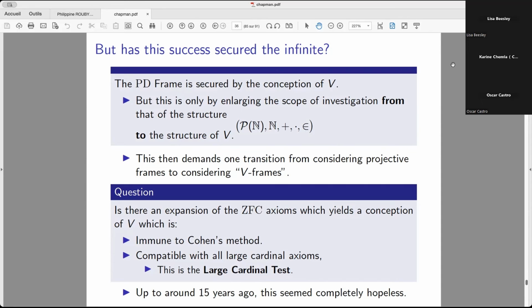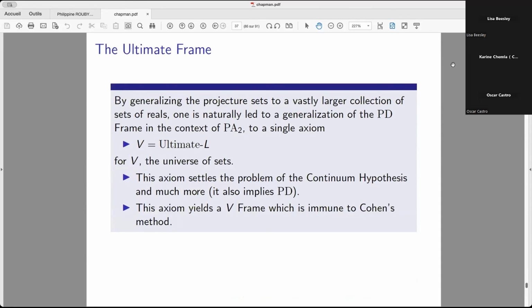Up to about 15 years ago, this seemed completely hopeless. But by generalizing the projective sets to a vastly larger collection of sets of reals, one is naturally led to a generalization of the PD frame. This is not a generalization of determinacy. It's a single axiom, V is ultimate L. It's a specific formal axiom for the universe of sets. This axiom settles the problem of the continuum hypothesis and much more. It implies PD. The axiom yields a V frame which is immune to Cohen's method.